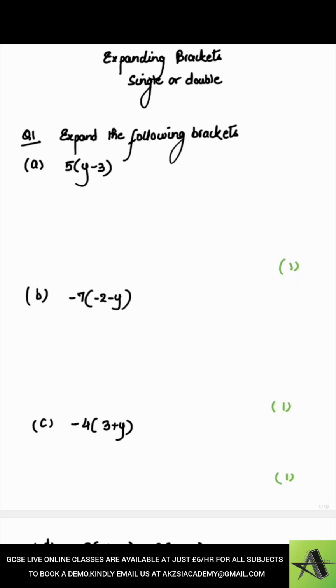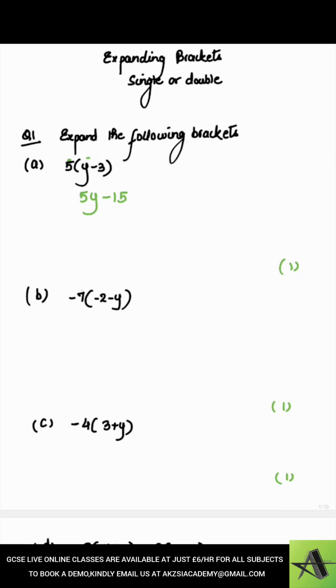So, let me start with the first question. The first question says expand the following brackets: 5 times y minus 3. Clearly, it's a single bracket as there is only one bracket here. So 5 times y is 5y, and 5 times minus 3 is minus 15. So you just need to multiply the term outside the bracket with every term inside the bracket.